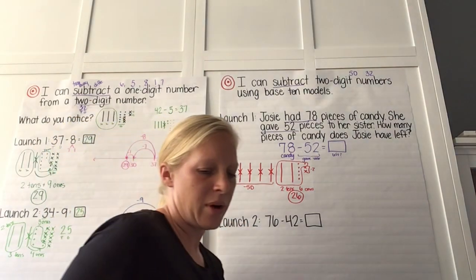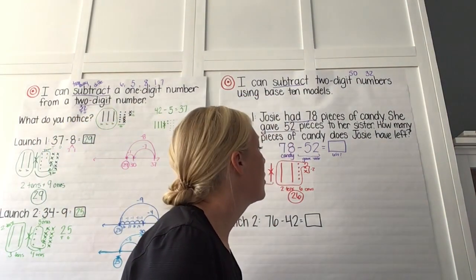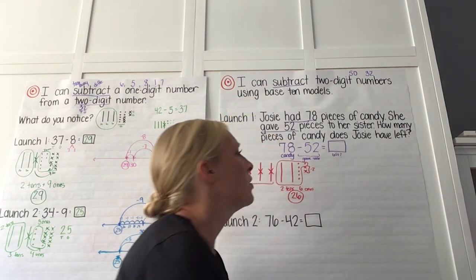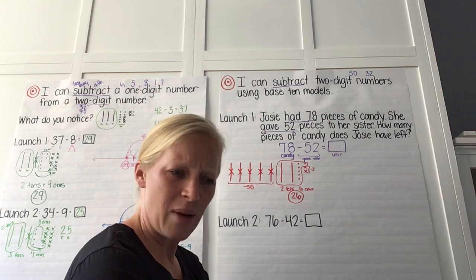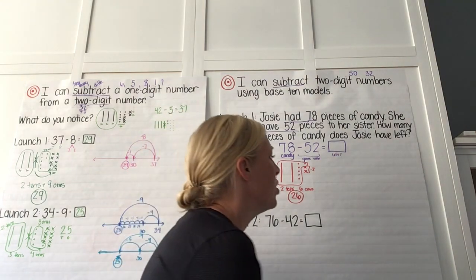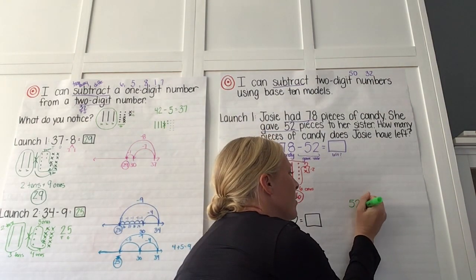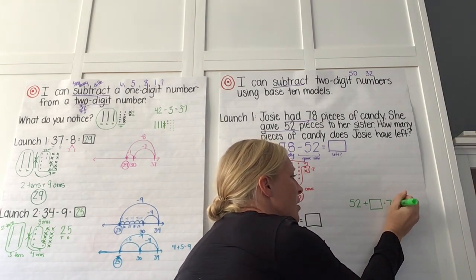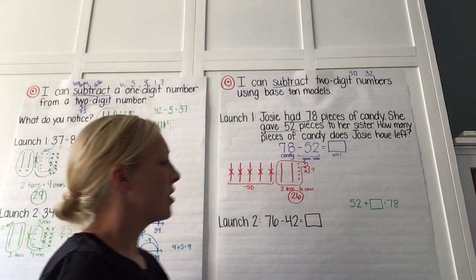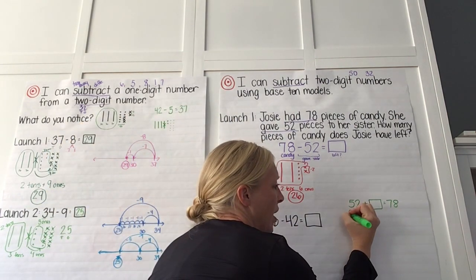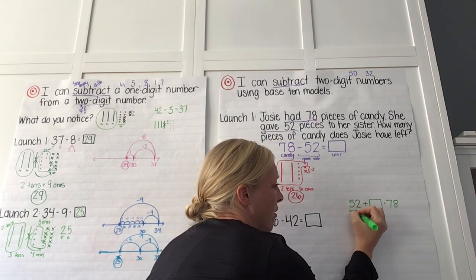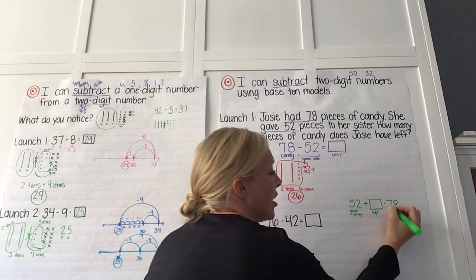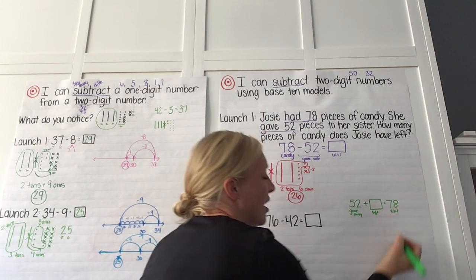Where did you start? You wrote a different equation. Tell me why you wrote a different equation. Oh, can you add to subtract? What did you add? 52 plus something equals 78. Okay. So the candies that she gave away plus the ones that she had left equal the total that she had at the beginning.